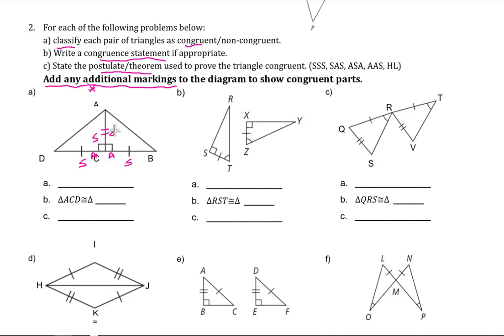And if we go A to C to D, we have to also name the other one A to C to B. So they're congruent, and it's A to C to B.